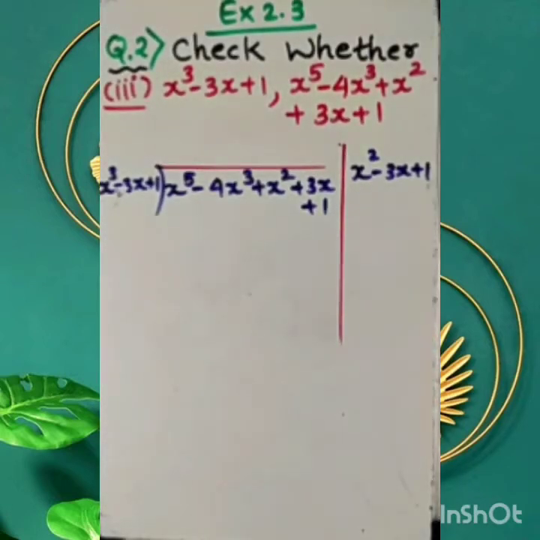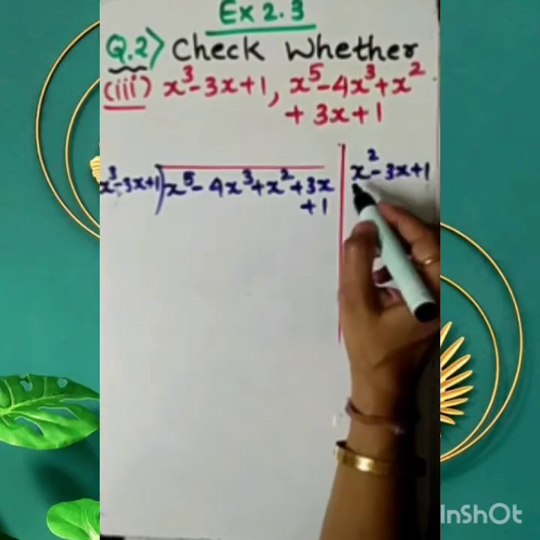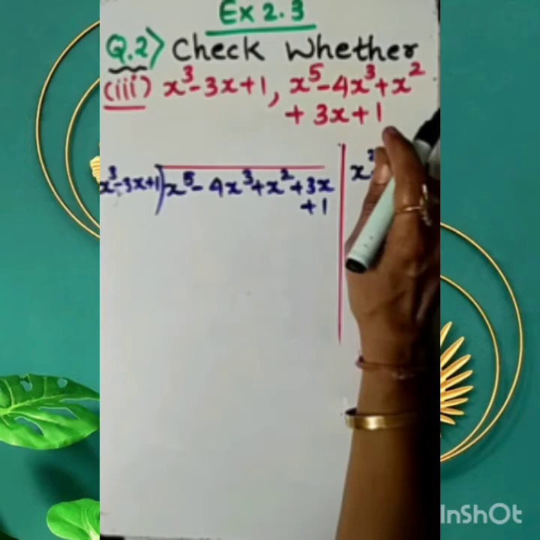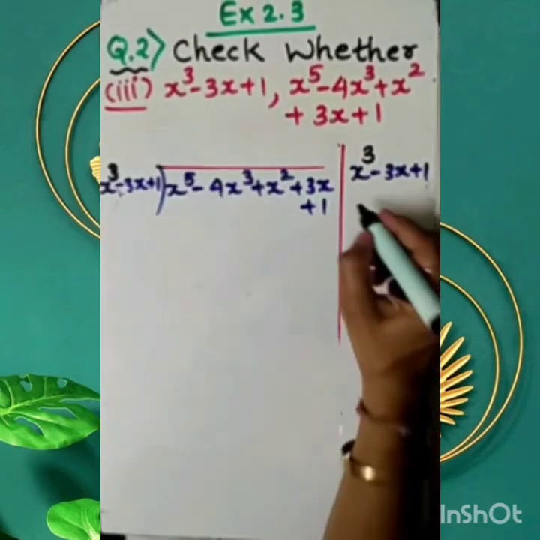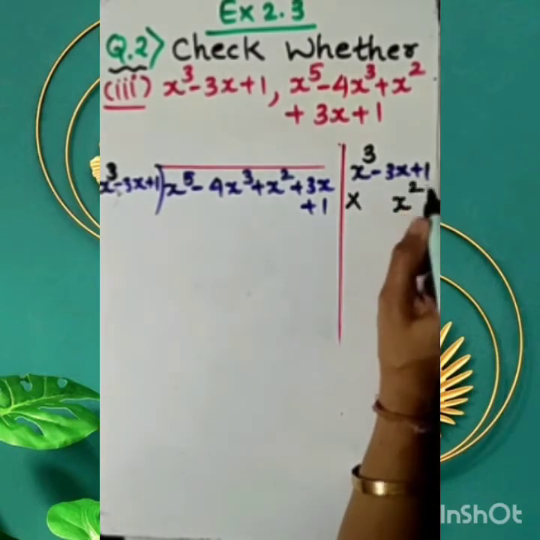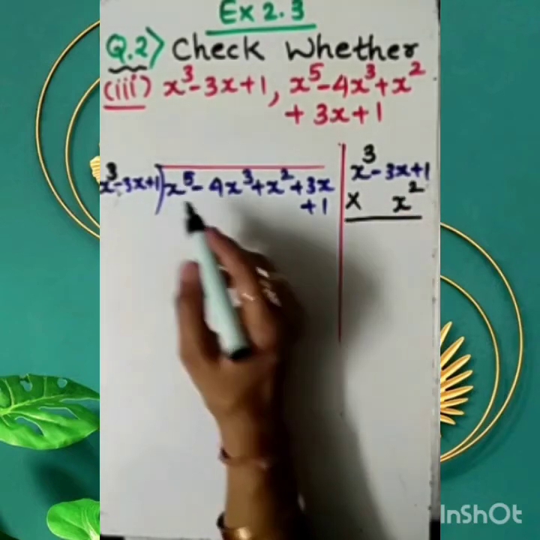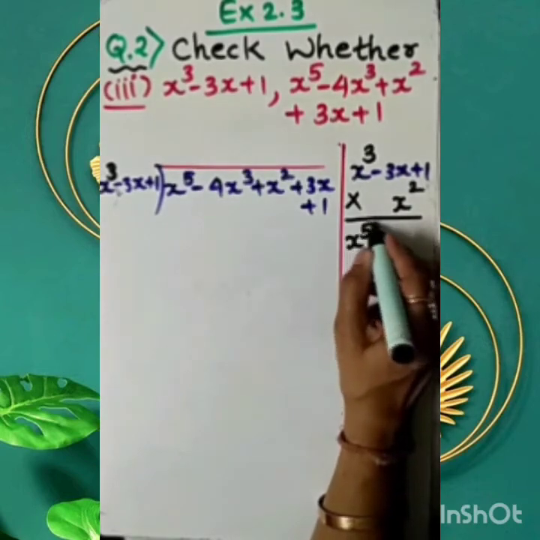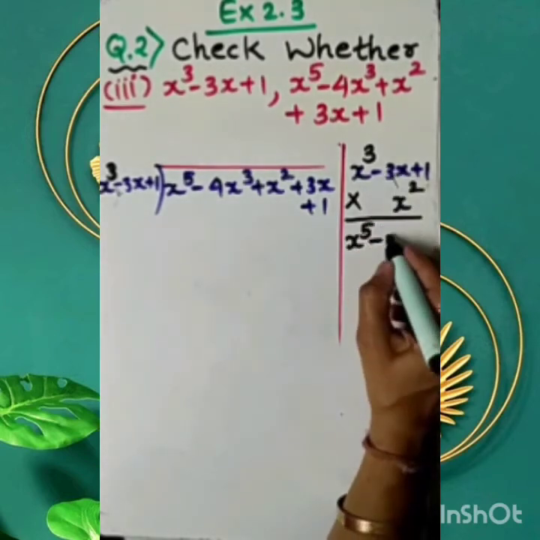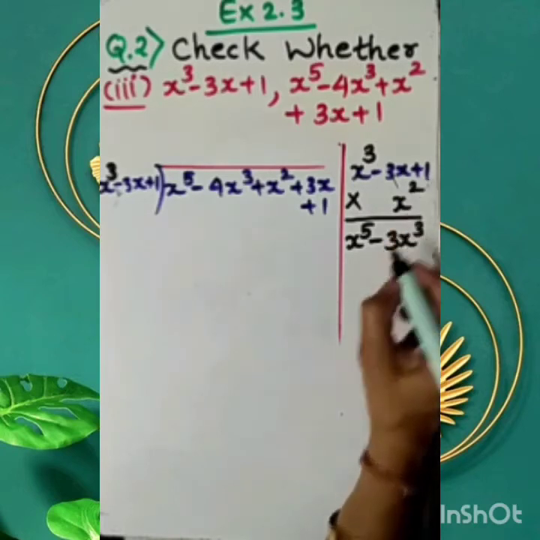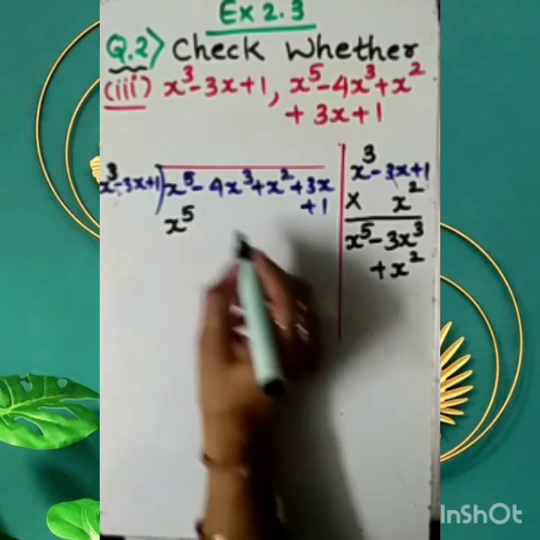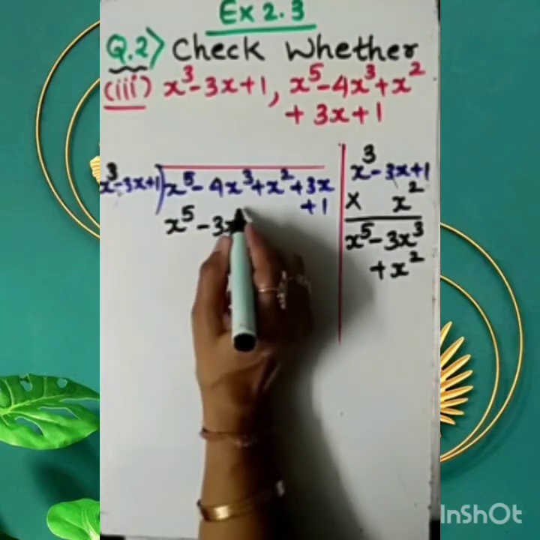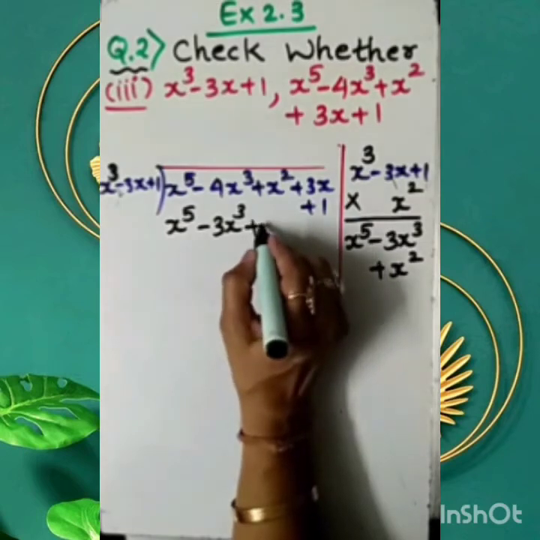Now as I want here x to the power 5, here x cube is already there. This is cube actually, this is not a square, this is cube. So I think I need to multiply with x square to bring x to the power 5. So x to the power 5 minus 3x cube plus x square. Fine. The same thing is here, x to the power 5 minus 3x cube plus x square.